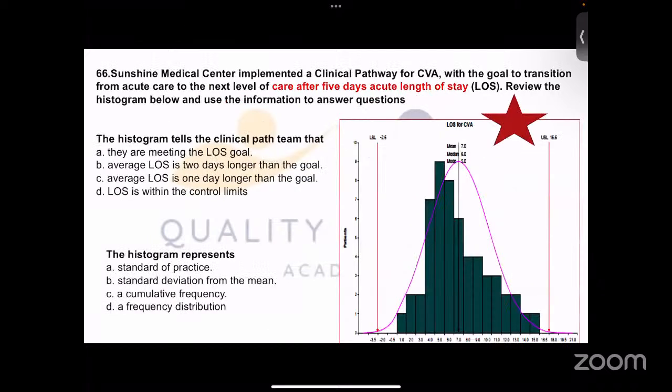For 66, a Sunshine Medical Center implemented a clinical pathway for CVA with the goal to transition from acute care to the next level of care after 5 days acute length of stay, or the LOS. Review the histogram below and use the information to answer questions.